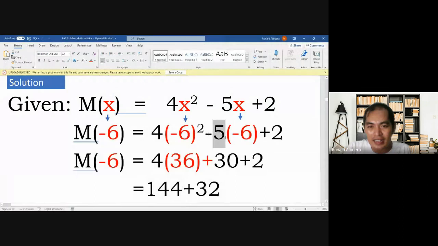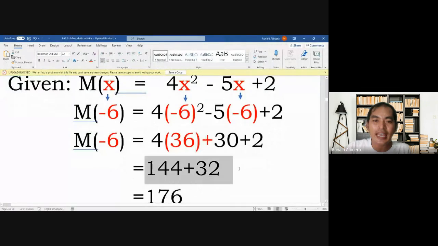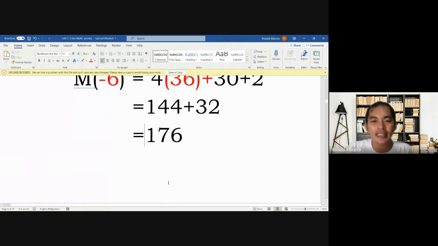And then here, this is negative 5 times negative 6. Okay, isama nyo na itong negative, itong minus sign as the sign of 5 para isa na lang ang sign nyo. Negative times negative is positive. 5 times 6 is 30. We copy plus 2. And then you can add this. The same sign in addition. Just add the number and copy the sign. We have 32. And we have the same sign in addition. You just add the number and copy the common sign. The common sign is positive. That's why the answer is positive 176.